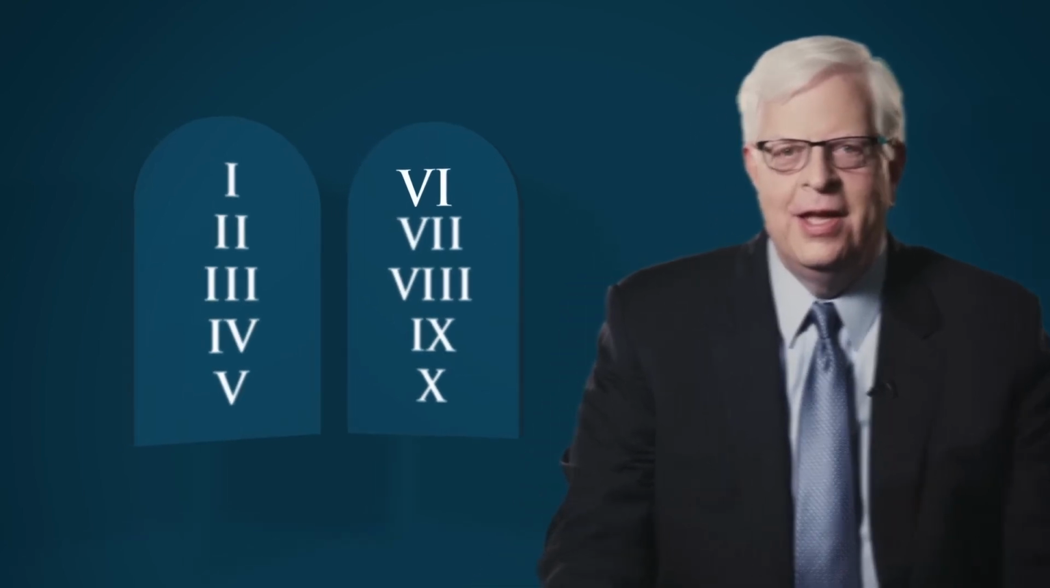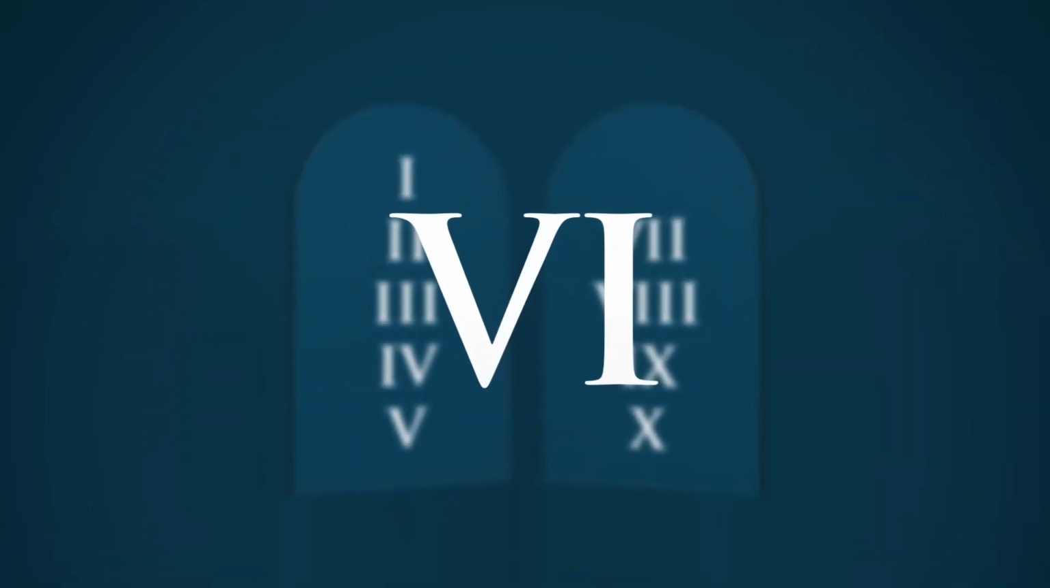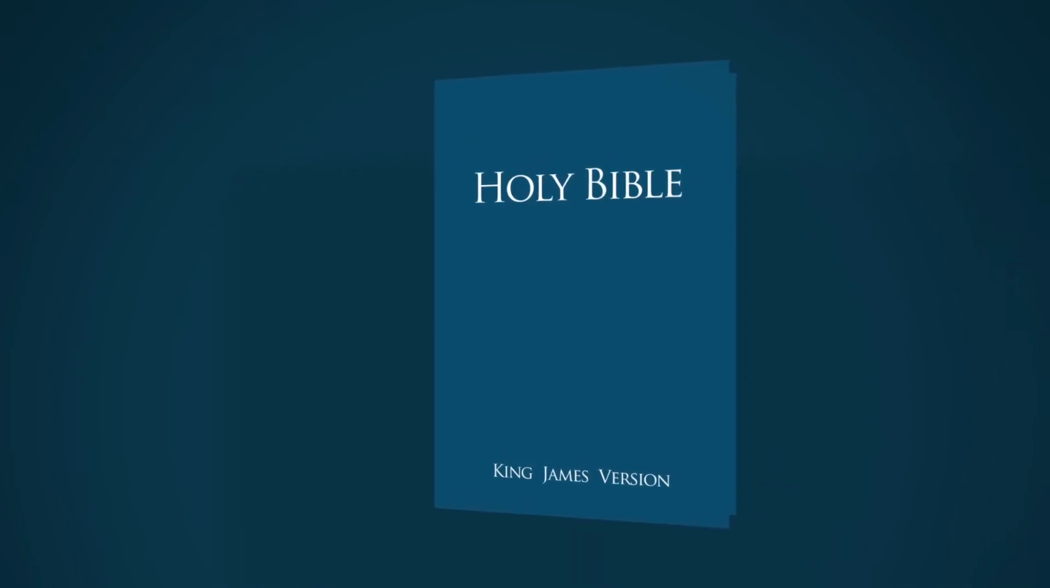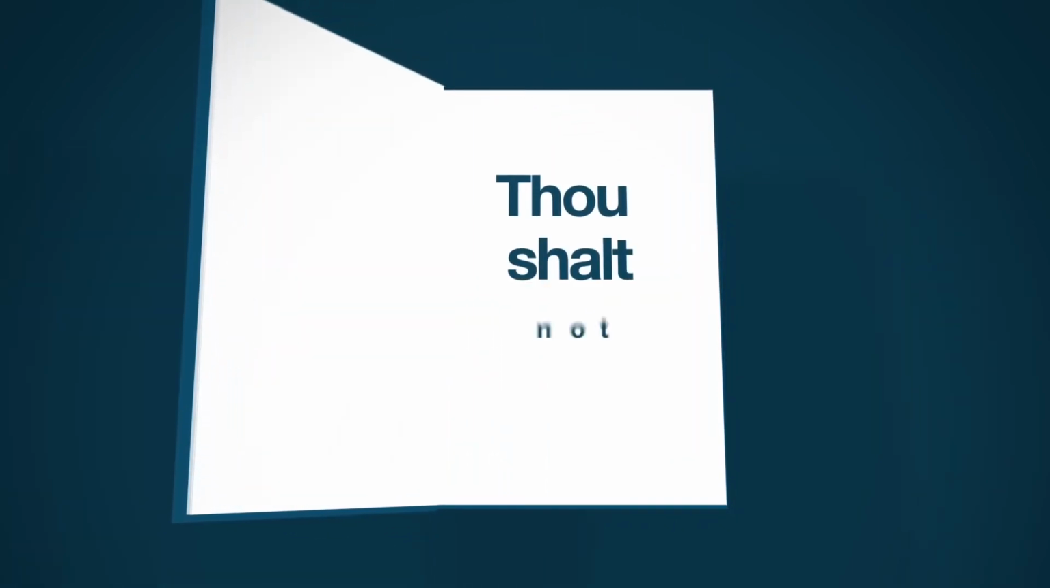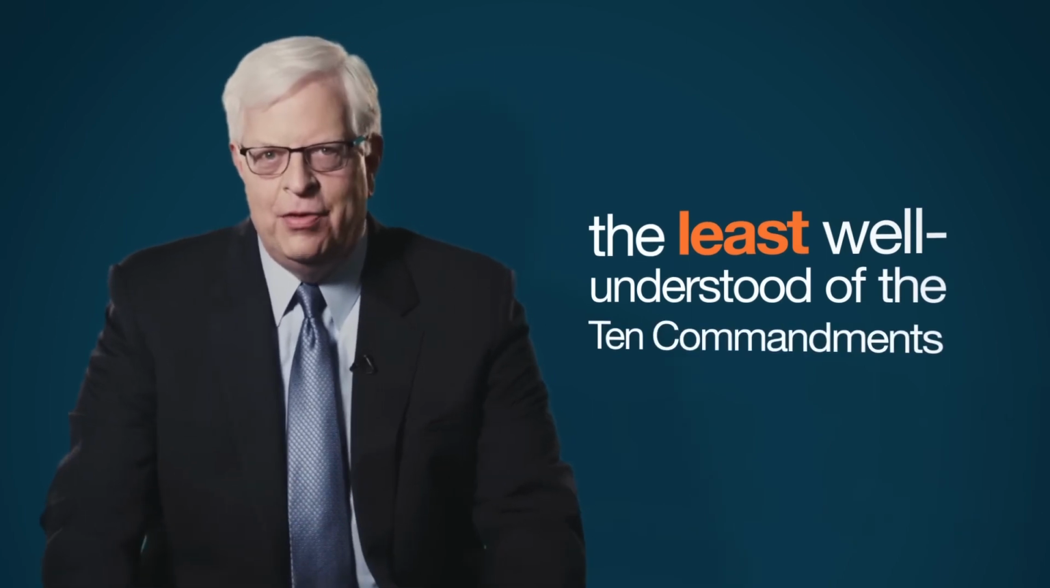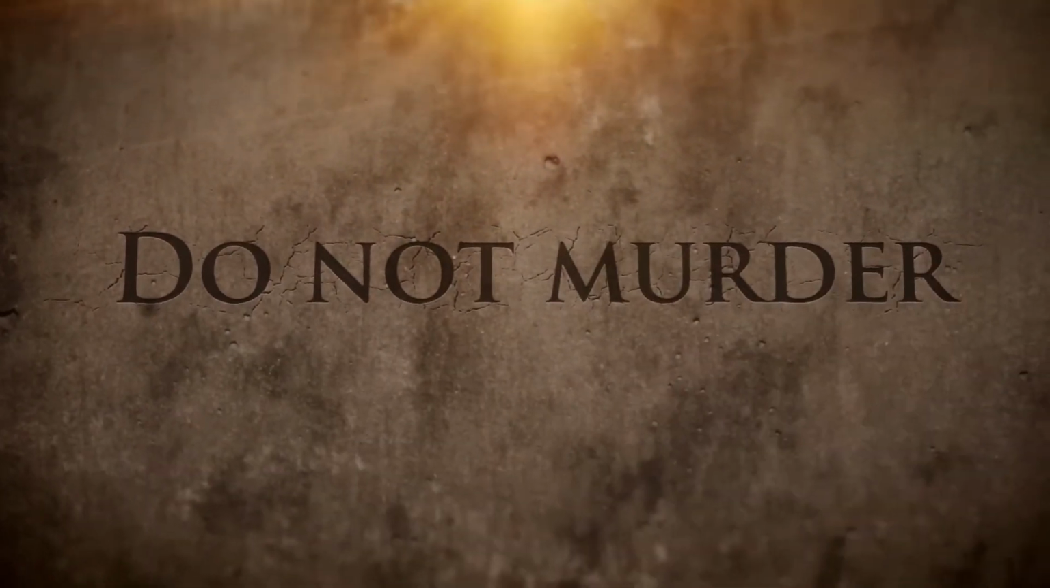You would think that of all the 10 commandments, the one that needs the least explaining is the sixth, because it seems so clear. It is the one that the King James Bible, the most widely used English translation of the Bible, translates as, "Thou shalt not kill." Yet the truth is quite the opposite. This is probably the least well understood of the 10 commandments. The reason is that the Hebrew original does not say, "Do not kill," it says, "Do not murder."